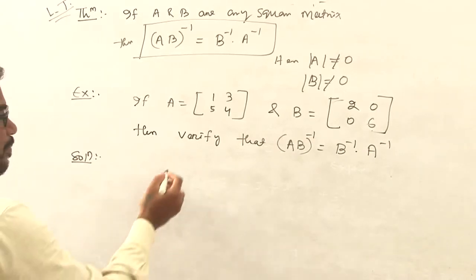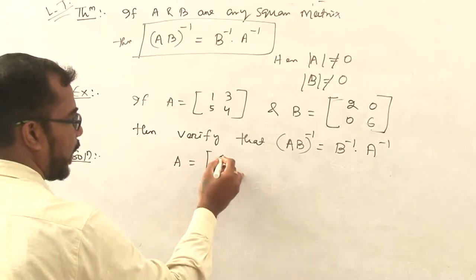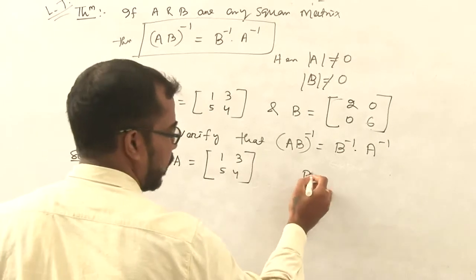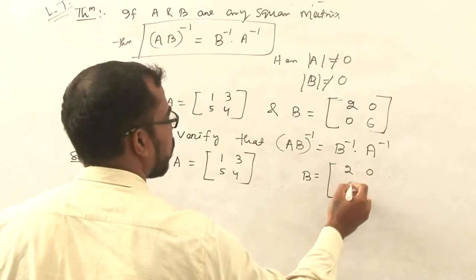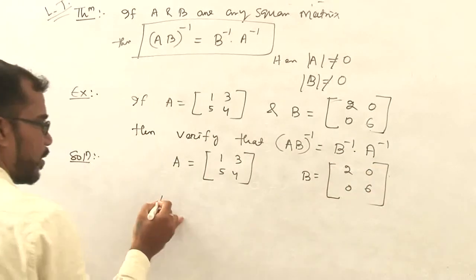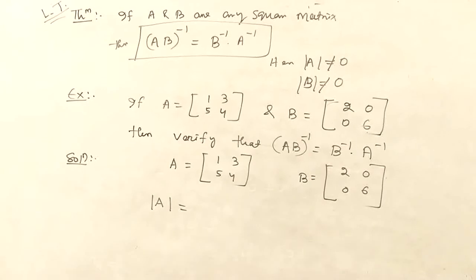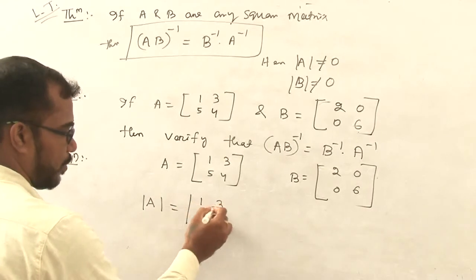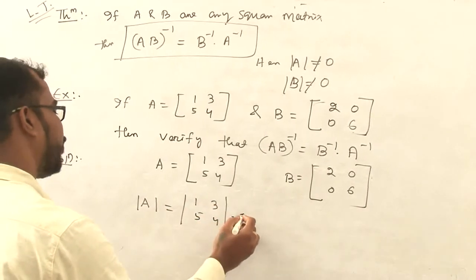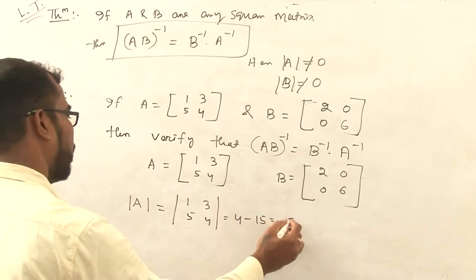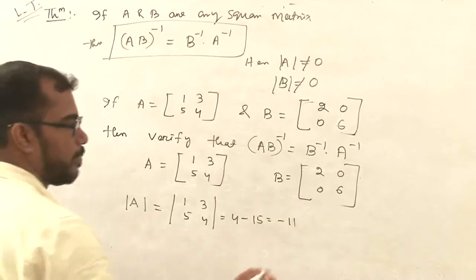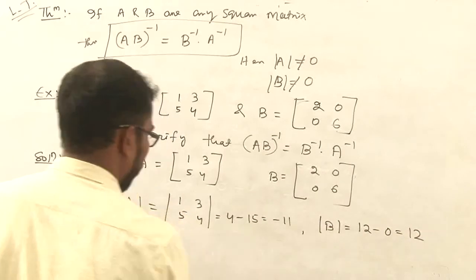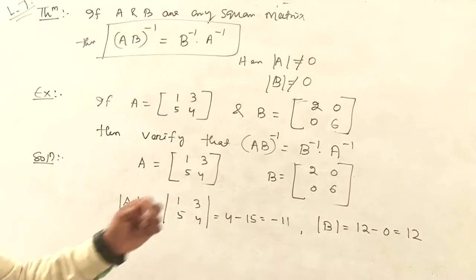So here first we write, let A is equal to [1, 3; 5, 4] and another matrix B, that is [2, 0; 0, 6]. First we have to find the determinant of A. So determinant of A is 4 minus 15, that is minus 11. Similarly, determinant of B is equal to 12 minus 0, that is 12.